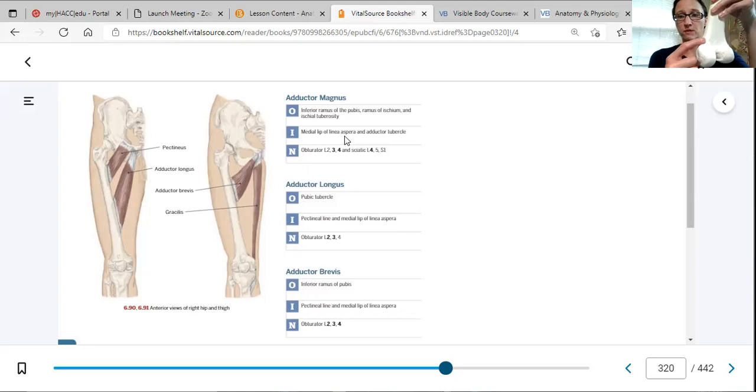adductor tubercle. Remember, we have this, and of course I have to turn it around because it's actually easier to see from the anterior. We have this little bit right here.